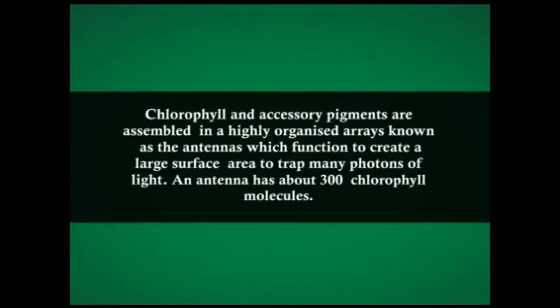So chlorophyll and the accessory pigments are assembled in highly organized arrays known as antennas, which function to create a large surface area to trap many photons of light. An antenna has about 300 chlorophyll molecules. Two kinds of antennas are associated with two different photosystems in eukaryotes and the cyanobacteria.